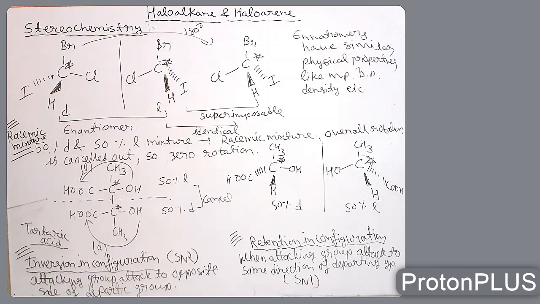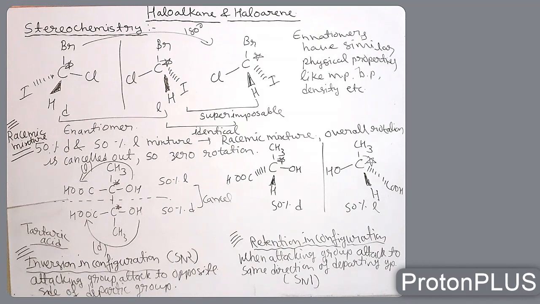There are two stereo centers, two stereo carbon atoms. Carbon 1 has CH3, OH, COOH, and a fourth group. All the four groups are non-identical. The second carbon atom, that is a stereo carbon, has OH, CH3, COOH, and this one is the fourth group. So there are two stereo centers, and there is a plane of symmetry.